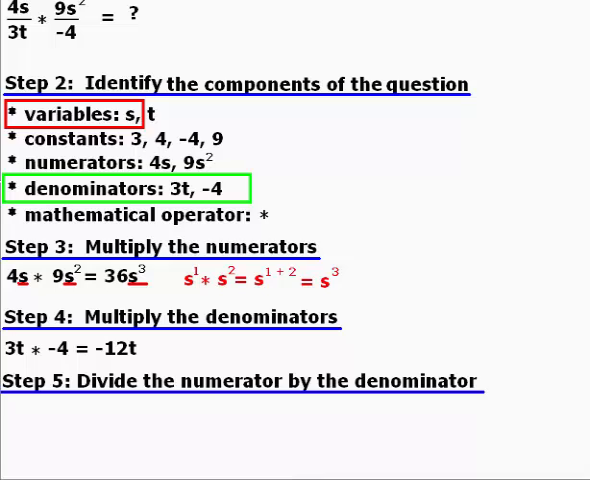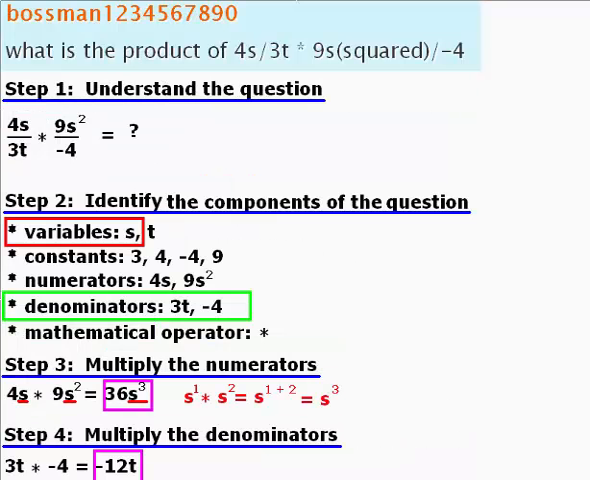Now we can move on to the last step, step 5, which requires that we divide the numerator by the denominator. From step 3, we know that the numerator is 36s cubed and that the denominator is -12t. Therefore, after dividing the numerator by the denominator, we have 36s cubed divided by -12t equals -3s cubed divided by t.